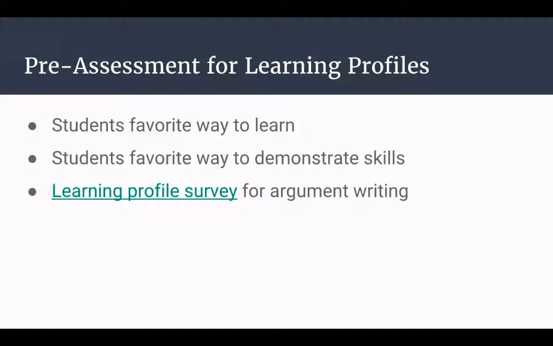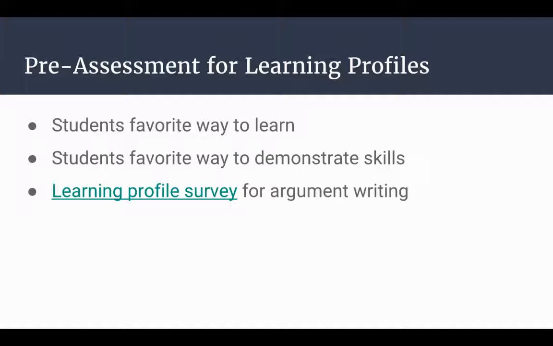And finally, here's the pre-assessment for learning profiles. For a writing unit like this, it's really important to not just identify how students best learn, but also to identify the student's best way to demonstrate their knowledge. Some kids might be strong writers, but there are other ways for students to show their writing skills that don't necessarily involve writing essays. Students could create a PowerPoint or Prezi for their argument writing. As long as they are showing mastery of the KUDs, it could work.